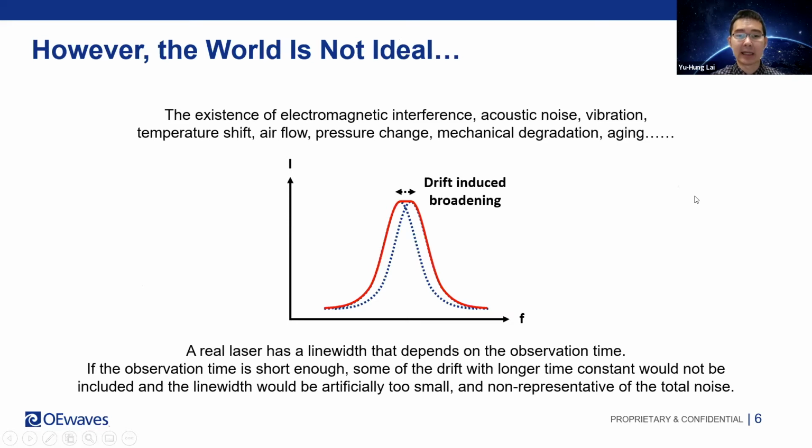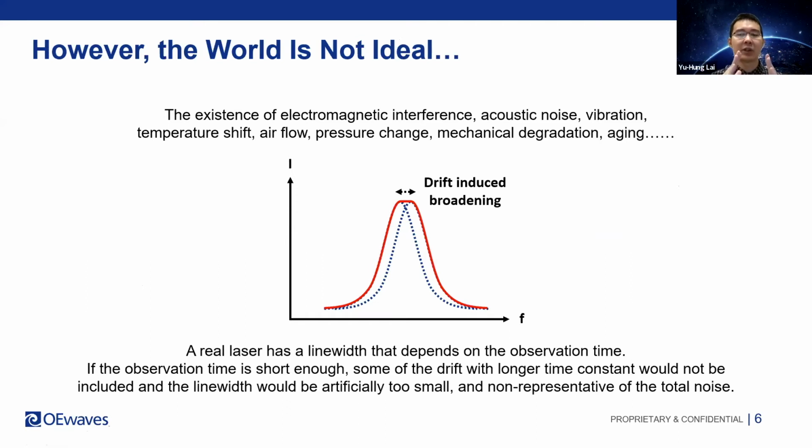However, the world is not ideal. The existence of electromagnetic interference, acoustic vibration, temperature shift, airflow, pressure change, mechanical degradation, and aging will all induce drift into the laser system, such that originally we have a very sharp peak, for example, but over time, this peak will just shift back and forth.